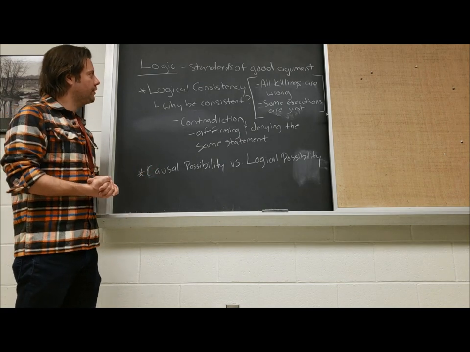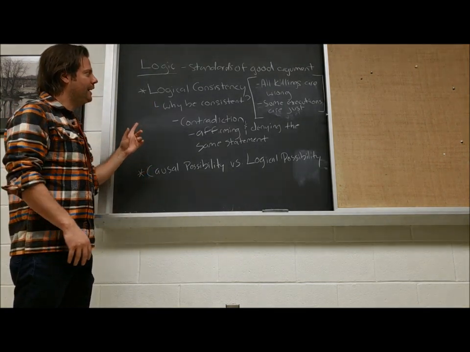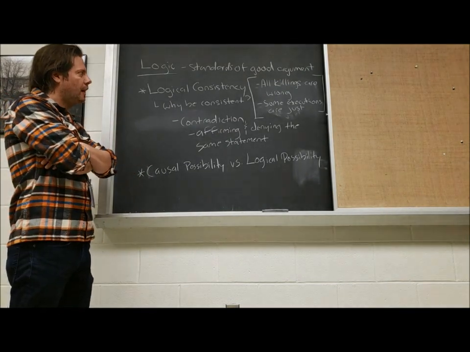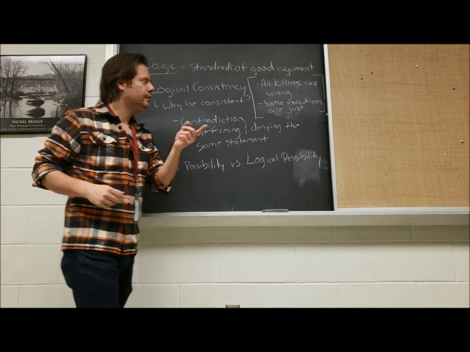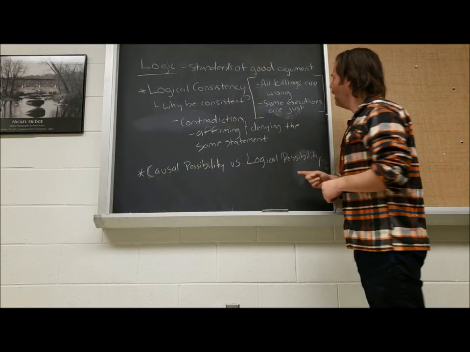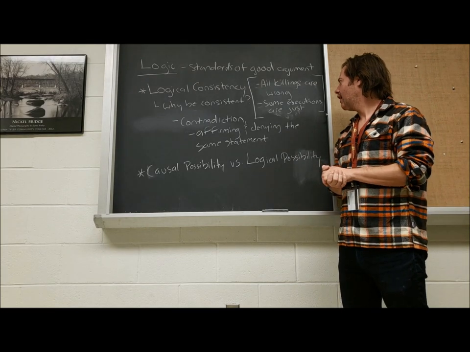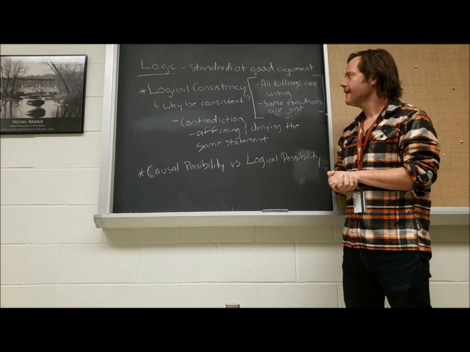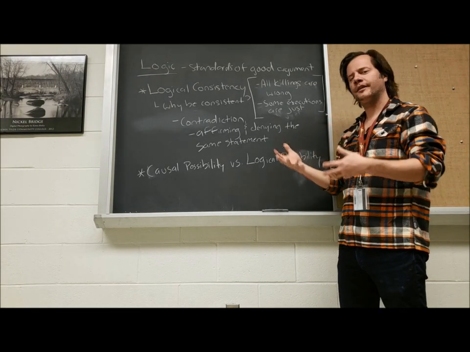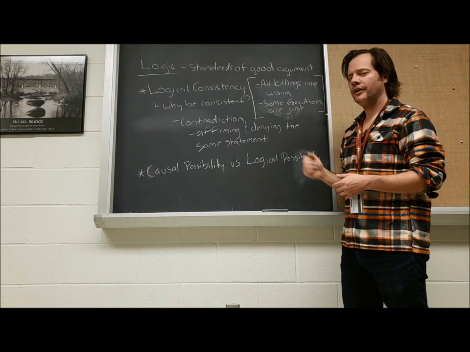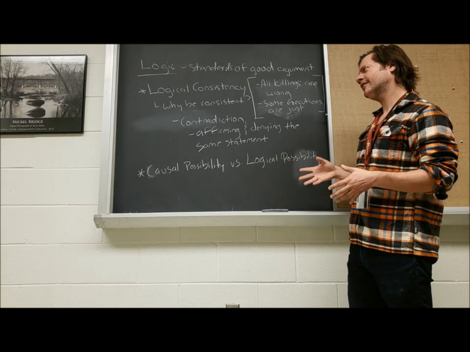The first section is going to be about logical consistency and why we ought to be consistent with our statements. For example, let's say you have a friend who claims that all killings are wrong. Maybe we're talking about the death penalty. Then later in the conversation he makes a statement that some executions are just. And we stop for a second and say something's not right there.